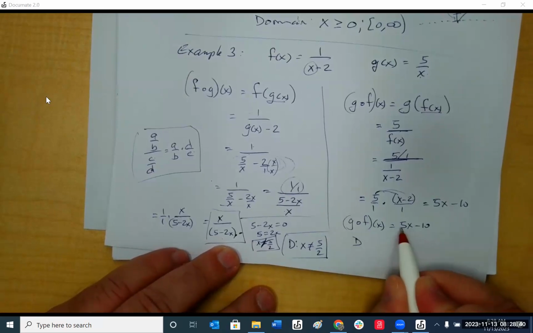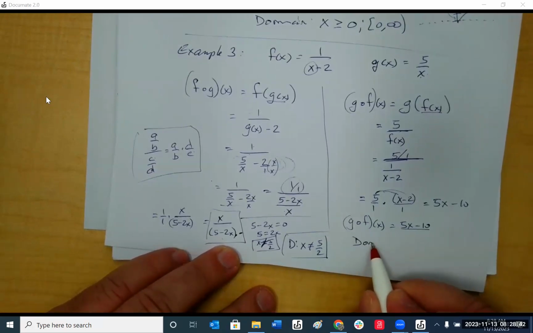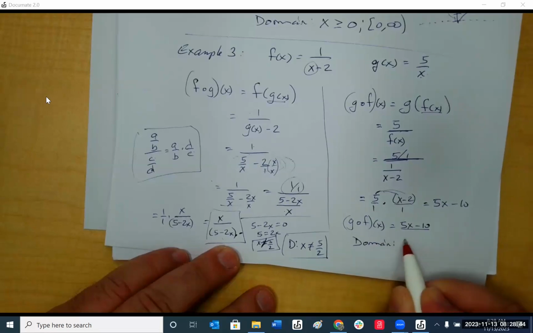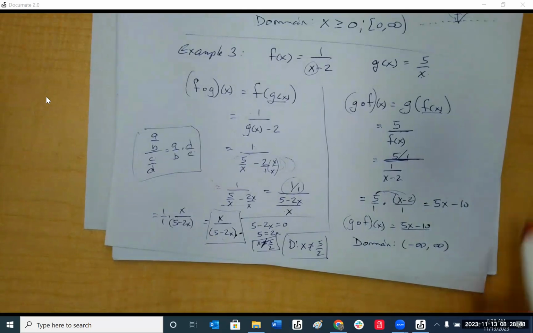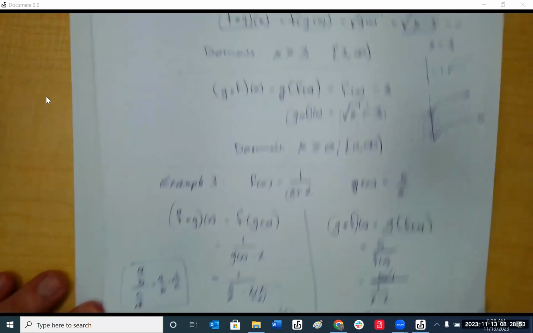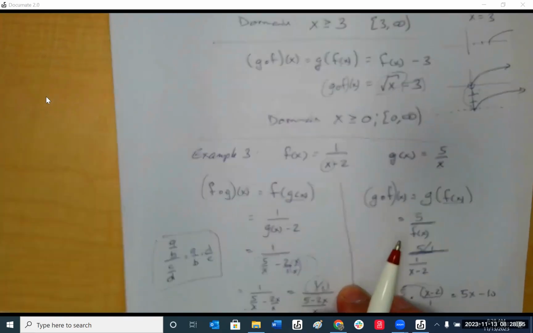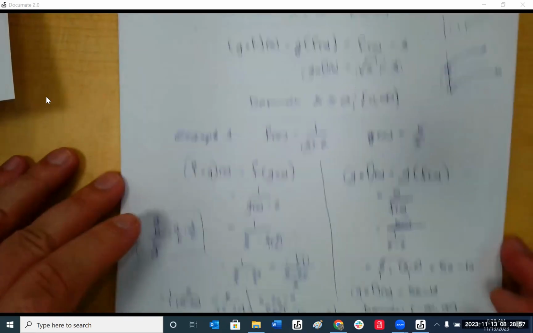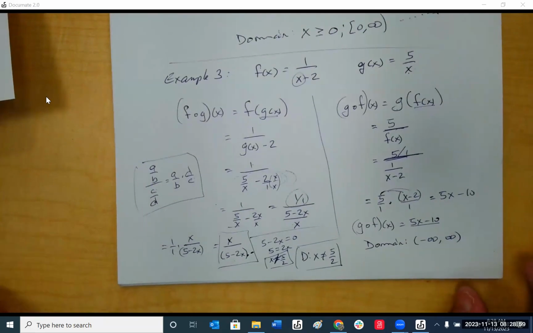The domain, since this is a linear equation, domain is from negative infinity to positive infinity. Because we learned in chapter 1, the domain of a linear function is always infinity. So that's how you create composite functions. A function inside another function.